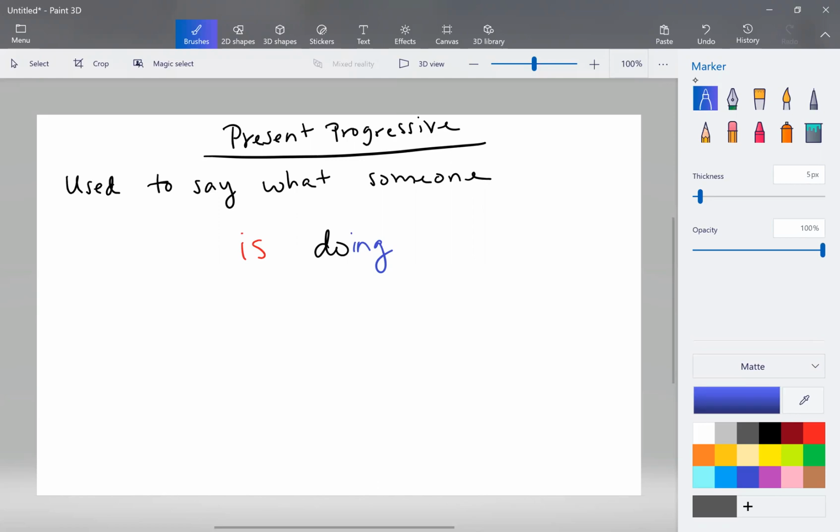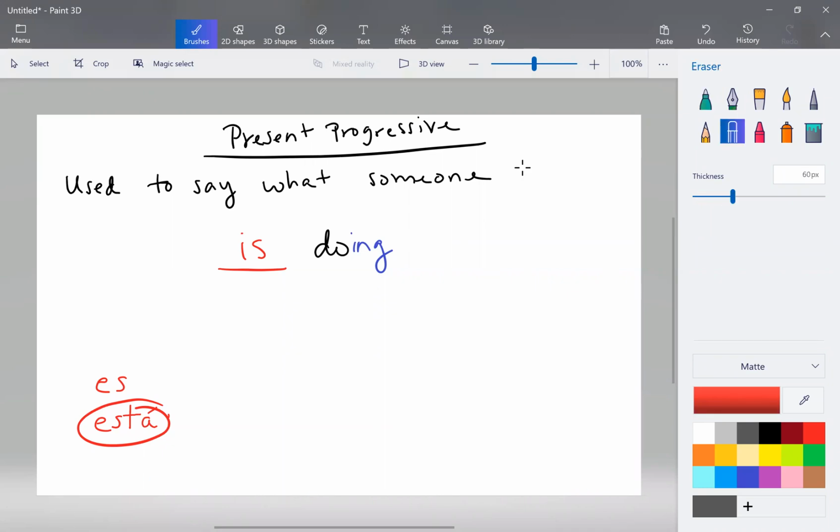Okay, so how do we say is? Does anyone remember how to say is in Spanish? There's two ways. There's S. S. And what's the other one? It looks similar, but it has two extra letters. Está? Okay, so when we're talking about what someone is doing, we're going to use the verb estar.